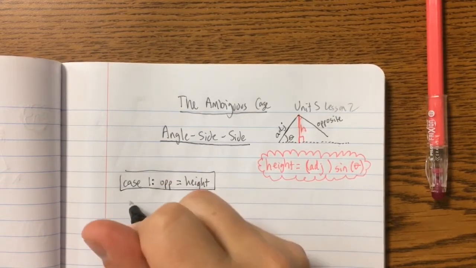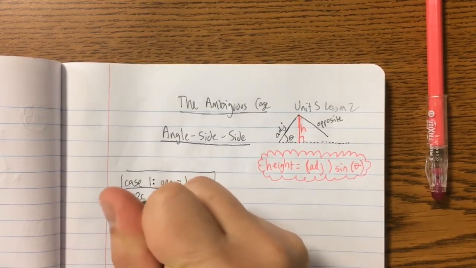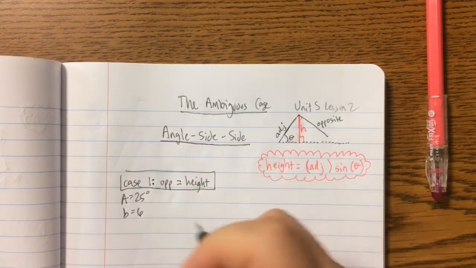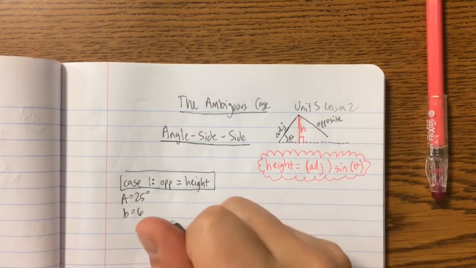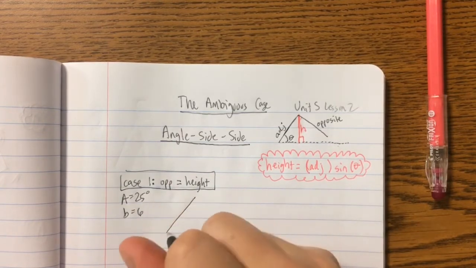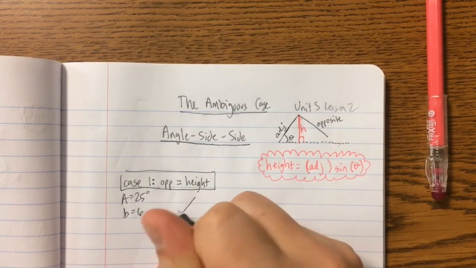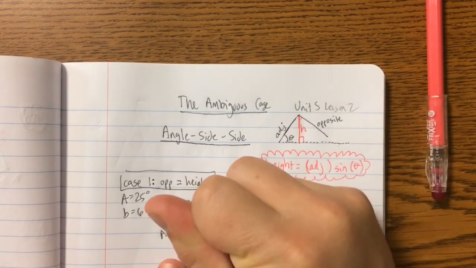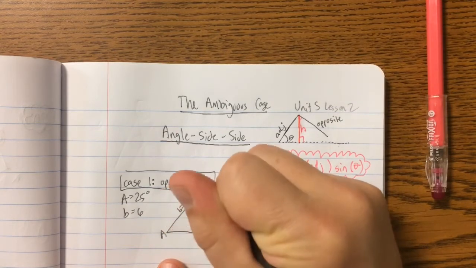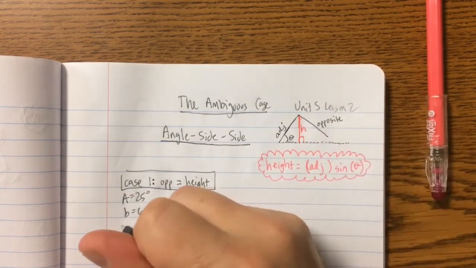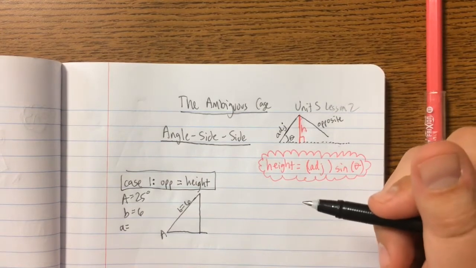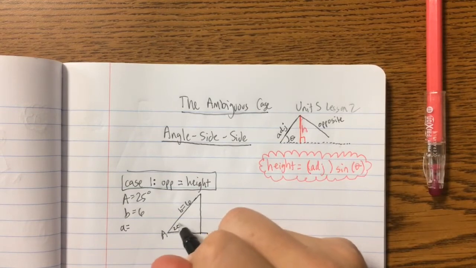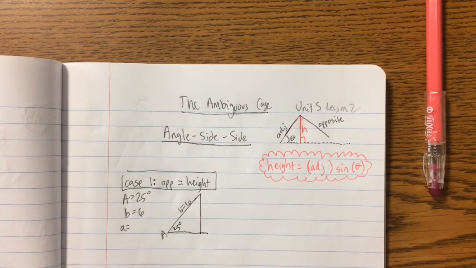Now, in this case, let's say we have a triangle where angle A is given as 25 degrees, side B is 6. If I'm sketching this out, here's A, here's side B, and then this opposite side, what would that have to be if it was equal to the height, by the way? Well, what would it have to be exactly? How do we calculate the height?